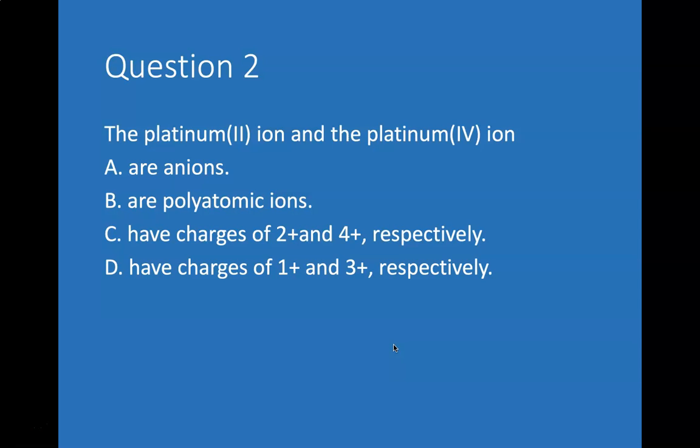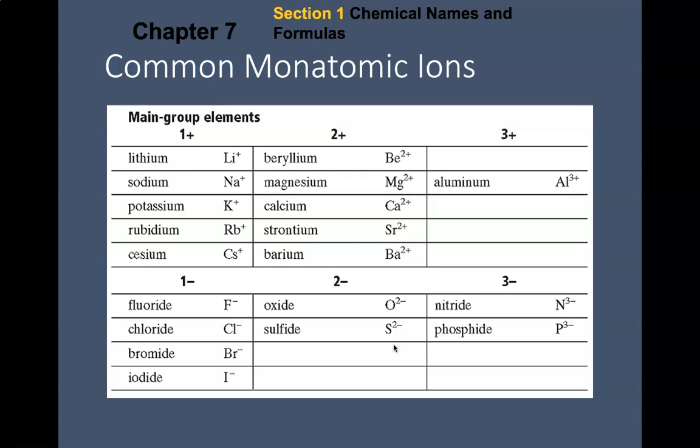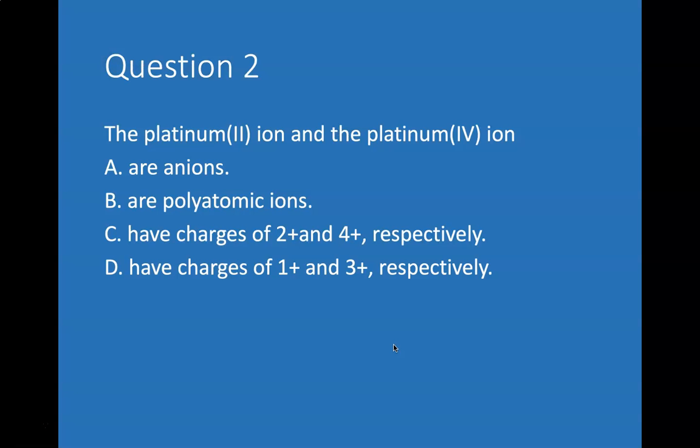It occurs to me that I didn't talk too much about platinum 2 and platinum 4. These are going to be ions from your book that are considered transition metals. And we'll talk a little bit about these in a second, actually. But basically what this is saying is that both are going to have positive charges, and the charge that they have is given in the parentheses. So for instance, platinum 2 and platinum 4.